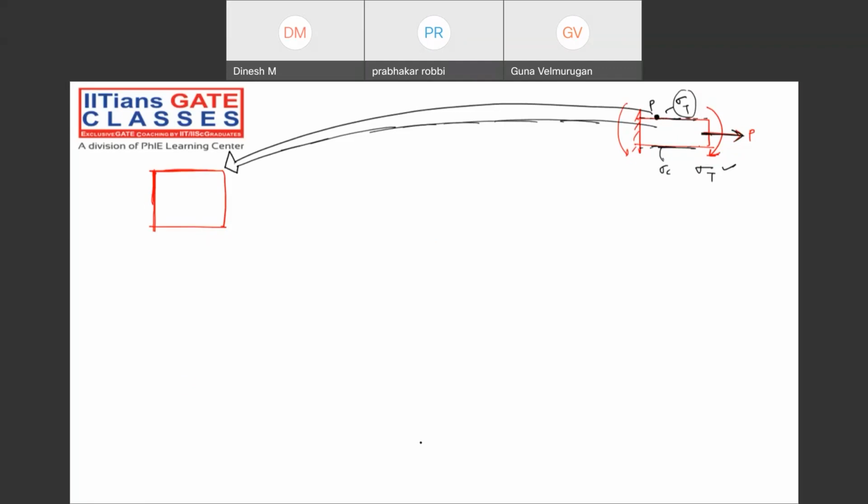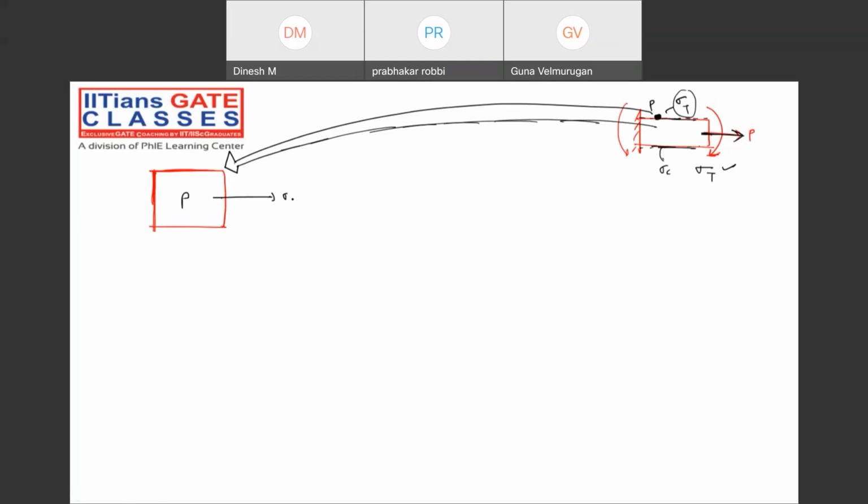Now you got the meaning of critical state of stress? Because we need to design any material with respect to the critical point, not with respect to a normal point. Because if the critical point is not failing, the normal point will never fail. Suppose I'm defining for P, what will be the state of stress?